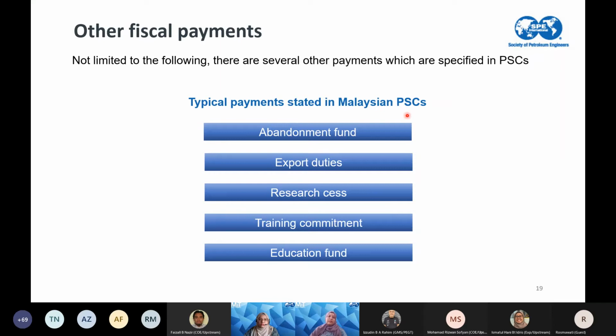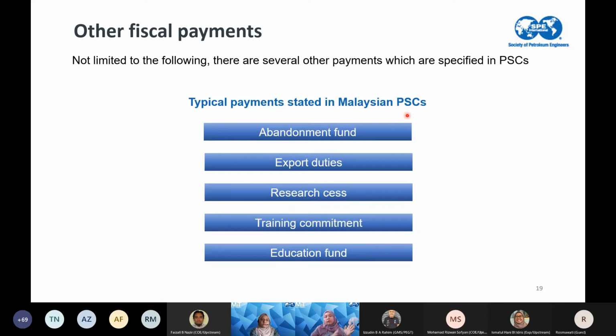There are other types of fiscal payments that we have. For example, abandonment fund. Abandonment fund is a contribution by the contractor into the abandonment fund. However, this contribution is cost recoverable. So ultimately, think about it, the assets, the platforms, wells belong to the host authorities, right?